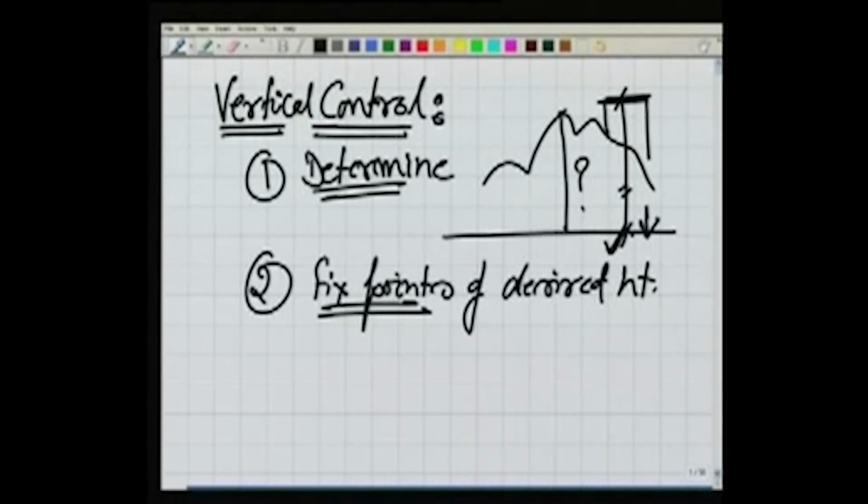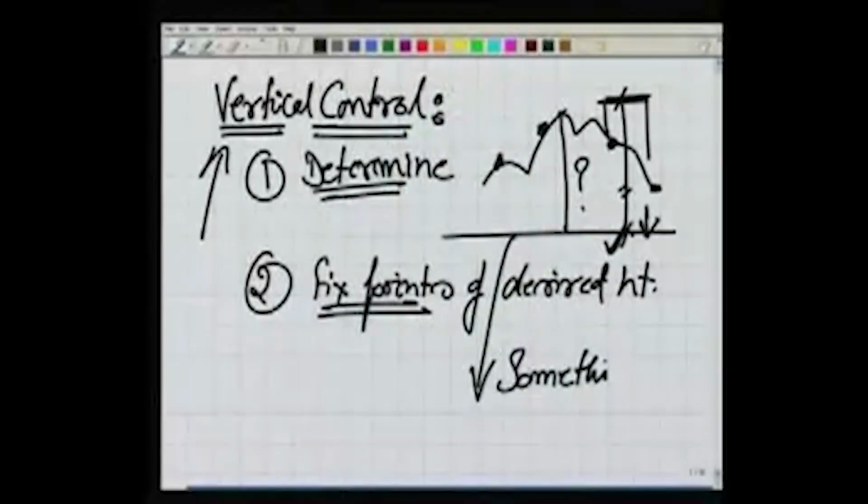Now this is something which we cover basically in leveling, or this is also what we say the vertical control. We are establishing the control network, we are fixing some points of desired heights, or we are determining the heights of some points along the surface of the earth. So this is establishing the vertical control. Now in this we will look into some definitions.